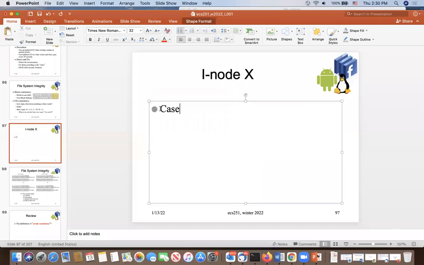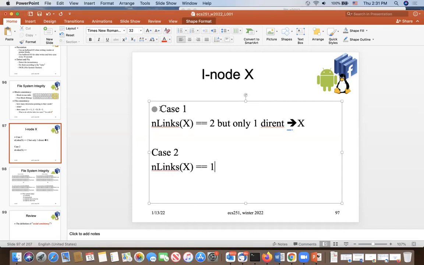In case one, the n-links of X is equal to 2, where there's only one directory entry actually pointing to X. And in case 2, n-links of X is equal to 1, but there are 2 directory entries actually pointing to X. Okay, so we have 2 different cases like this.